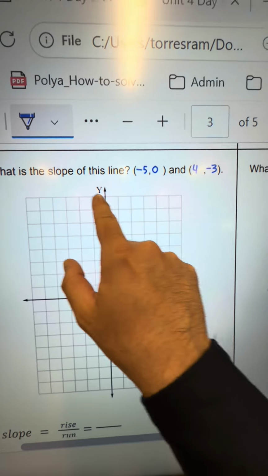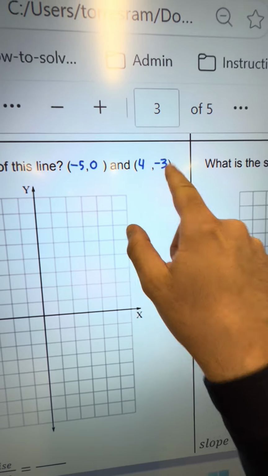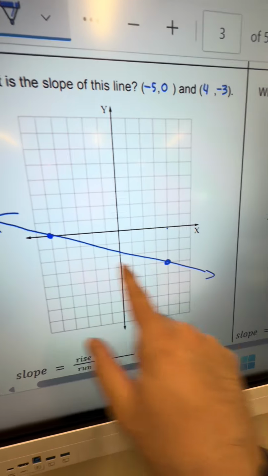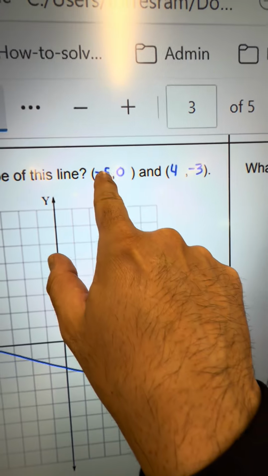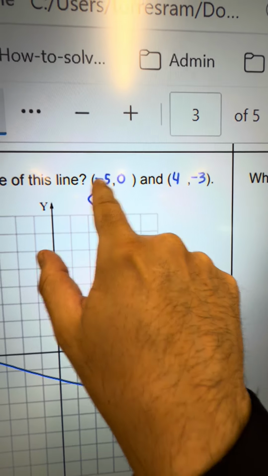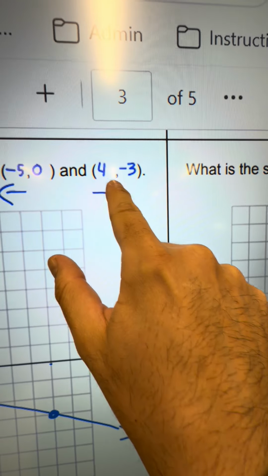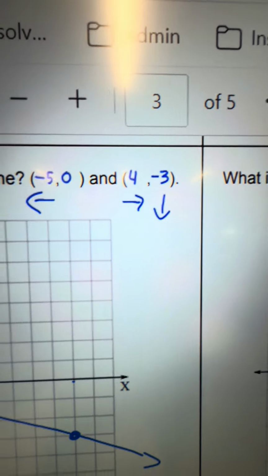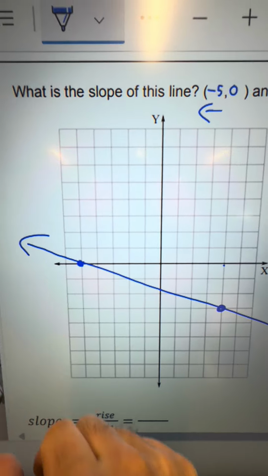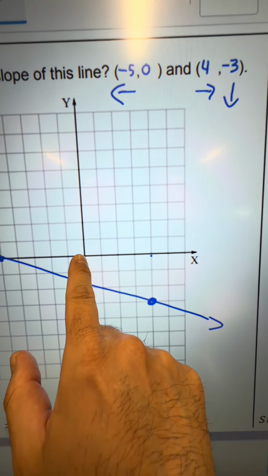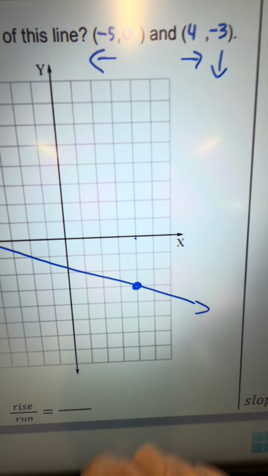All right, here's the next one. We're going to plot the points -5, 0, and 4, -3. So here are my 2 points with the line passing through it. Remember, -5, 0 means you're going to go left 5, and then you put your point because there's no other movement. And this is right 4, down 3. So left 5, put my point. And then for the second point, I do right 4, down 3, and I put my second point.